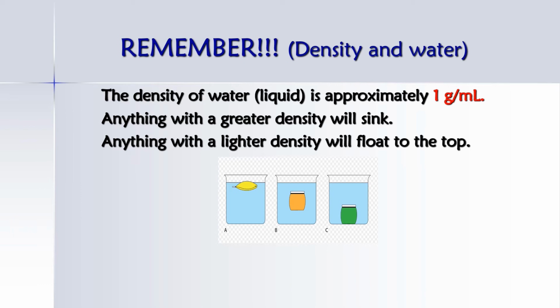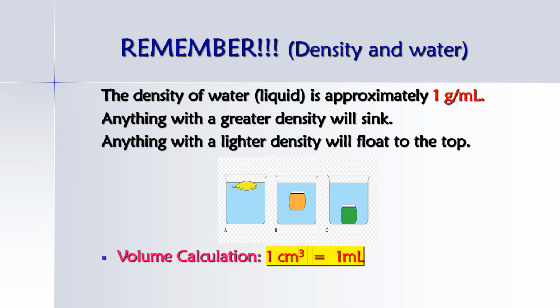And this is not just the case with water. It's the case with any liquid out there. It's just that every liquid has a different density. So whatever the density of that liquid is, things that have a higher density than that will sink, and things that have a lower density than that will float on the top.